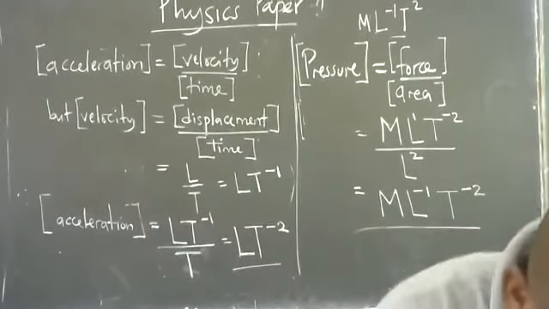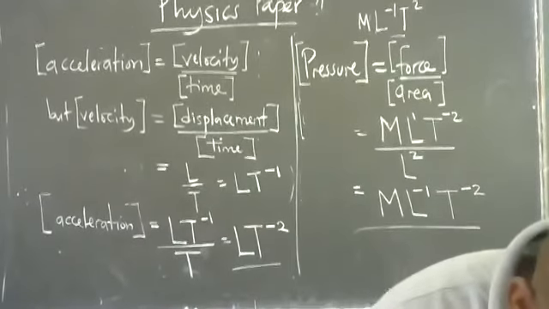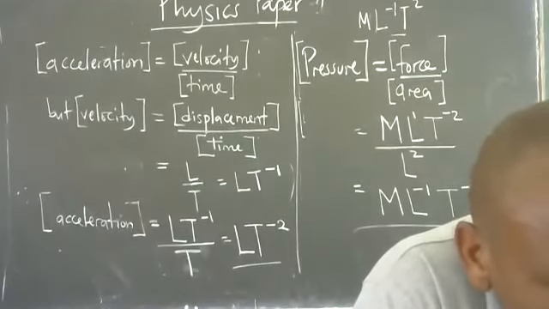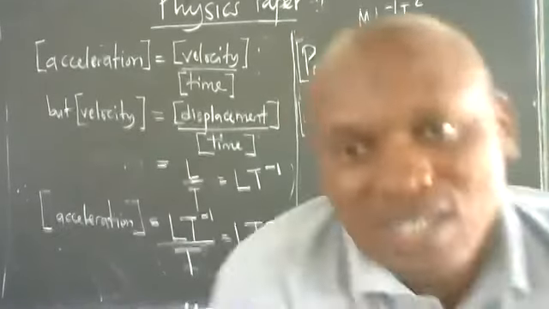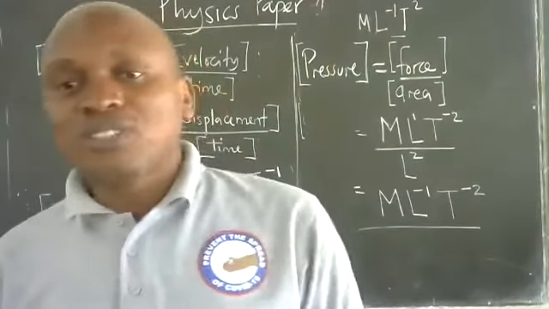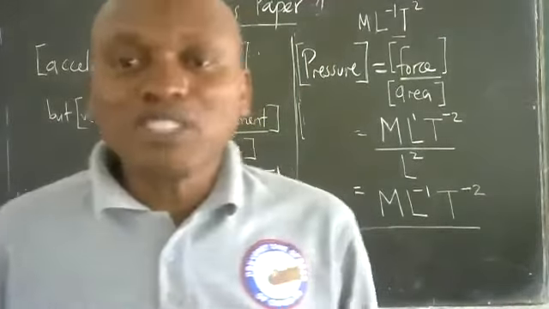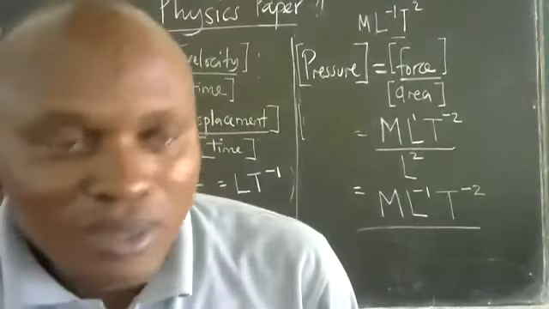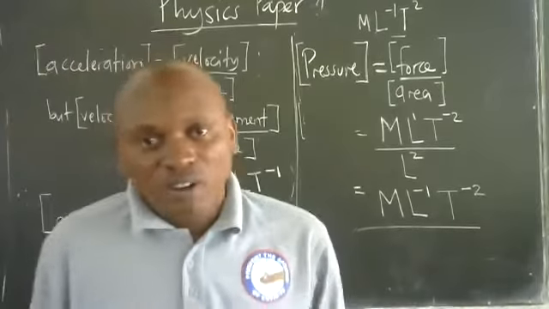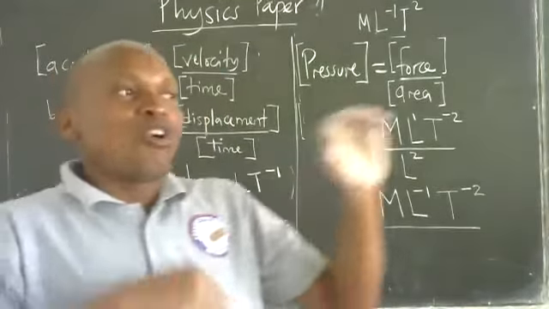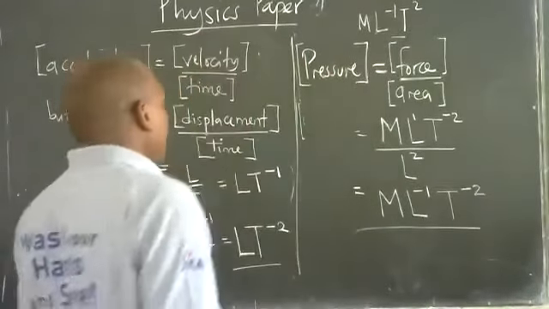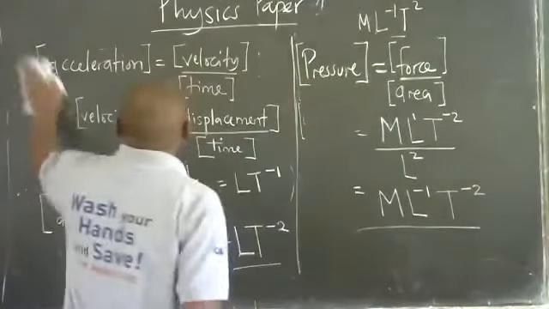Teacher, what if you use this formula, pressure equals density times height times acceleration due to gravity? Even if you use those ones, the answer will come to this. Only that you will pass via a longer route, but because the dimensions are the same irrespective of the formula you use, you come to the same answer.